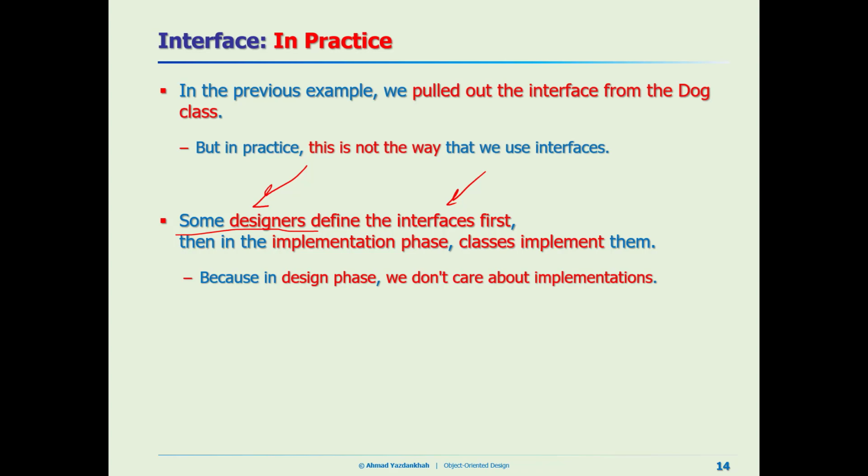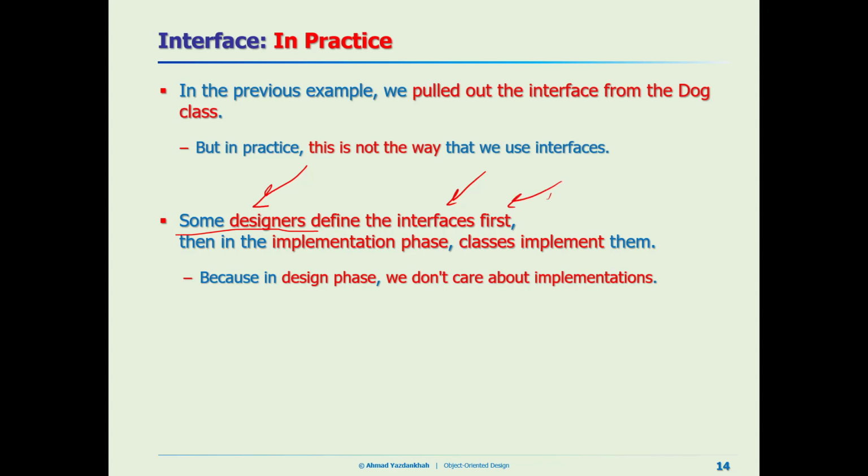Why? Because a class is a very specific thing, and it is specific to the implementation phase, right? So designers don't care about the implementation. They just need some names that can describe, at an abstract level, the behavior of the application. That's why they like to create the interfaces.